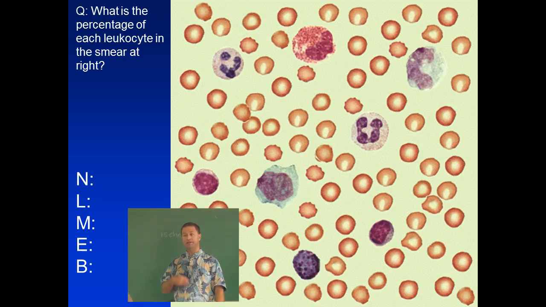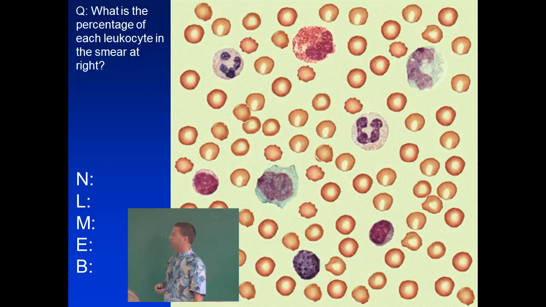You're going to be doing lots of blood smears, and a lot of white blood cell counts. Traditionally, you'll count the first 100 white blood cells that you see on the screen, try to identify them, and then figure out their relative percentages. So how many total white blood cells do you see on the screen? 8. Okay, so our denominator is 8. We've got 8 white blood cells on the screen.